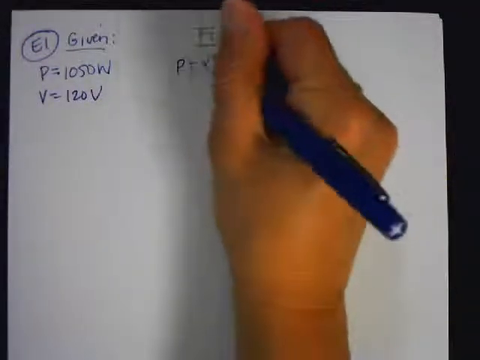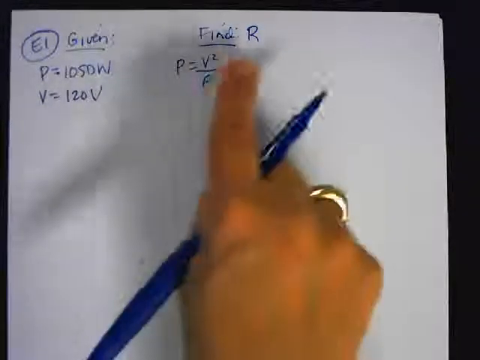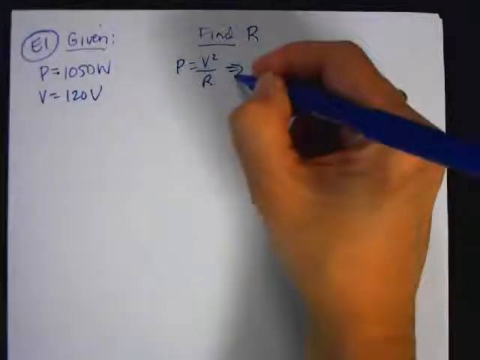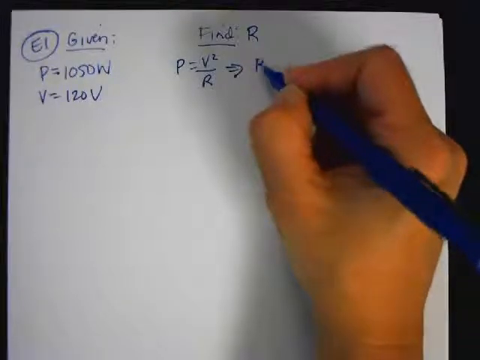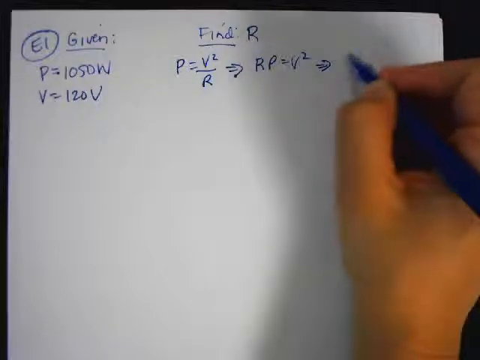So we know that P is equal to V squared over R. This is the equation for power that relates resistance, but we want to rearrange the equation to solve for the unknown in terms of the known. So I'm going to multiply both sides by R, and then I'm going to divide both sides by P.